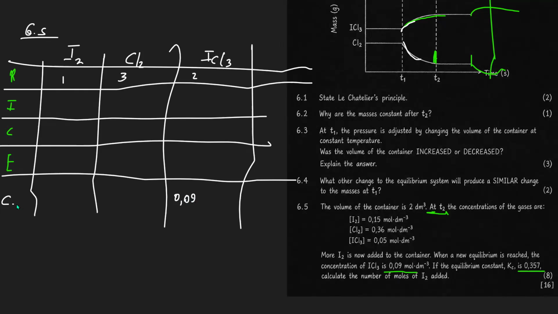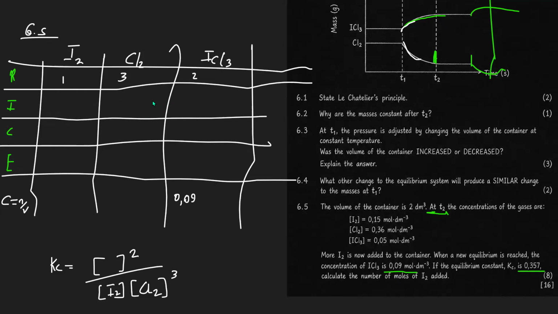So C is equal to N over V. And writing the Kc formula also gives you some marks. So I'm going to say concentration of product, which is squared, divided by concentration of reactants, which is I2 to the power of 1, multiplied by Cl2, all to the power of 3. Then without a waste of time, I'm going to start to fill the table quickly.